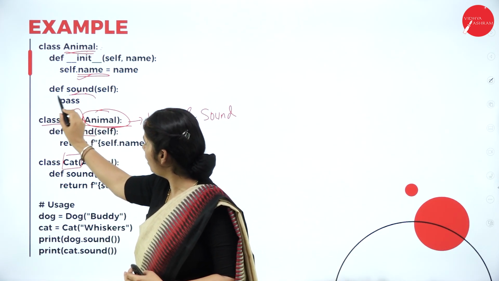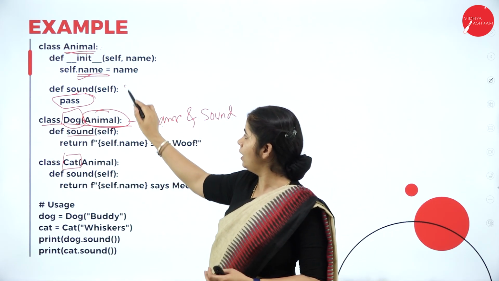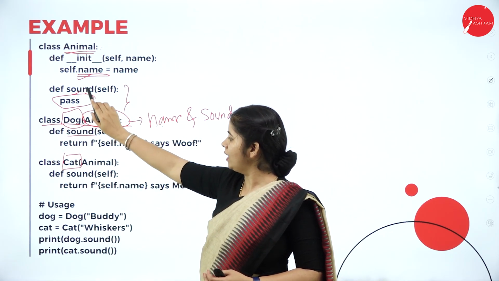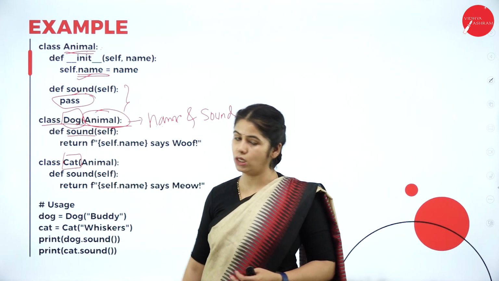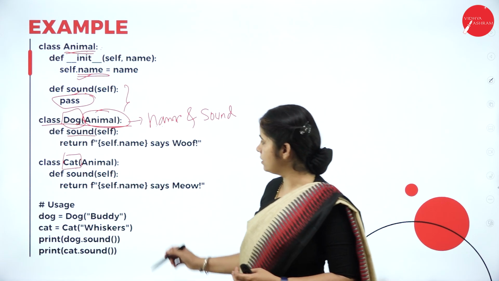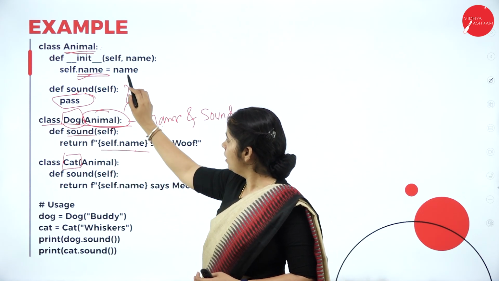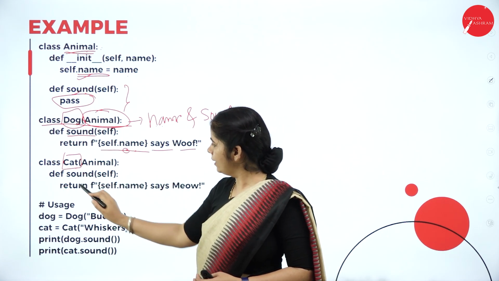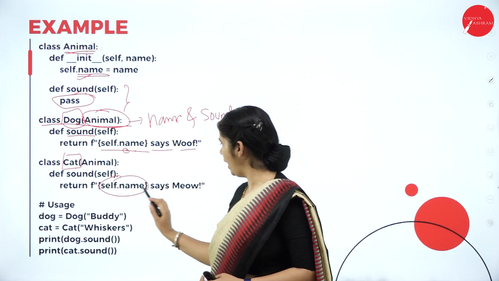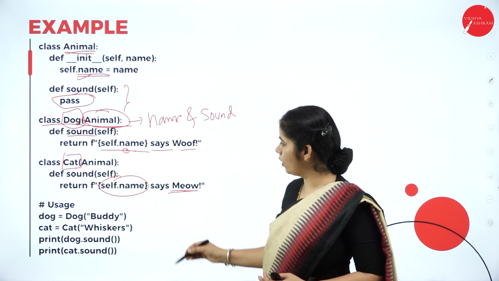What are we doing here? We are passing this function. We are not executing this particular method. This method will be executed with respect to the Dog class and with respect to the Cat class. So what does it return? It returns self. What is the name? It is the name of the dog, says Woof, and the name of the cat says what? Cat says meow, right?